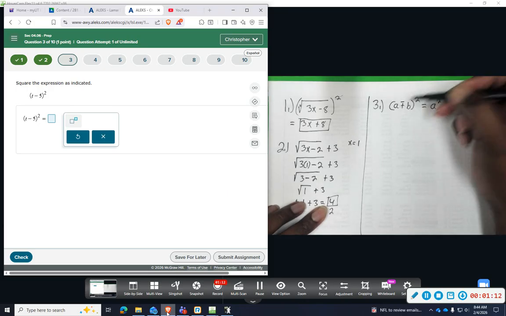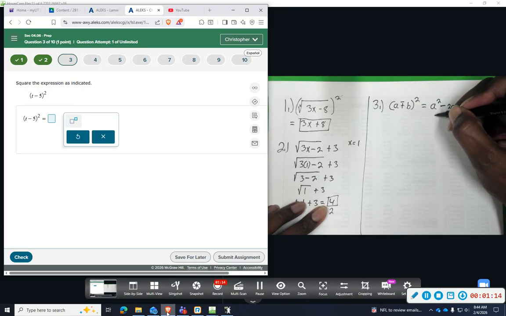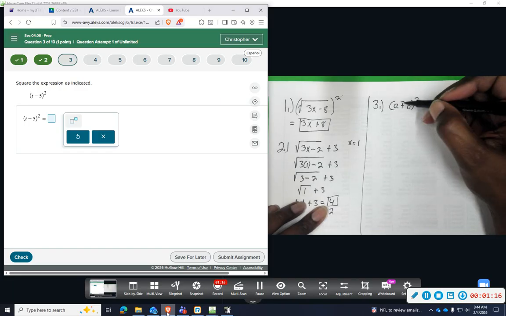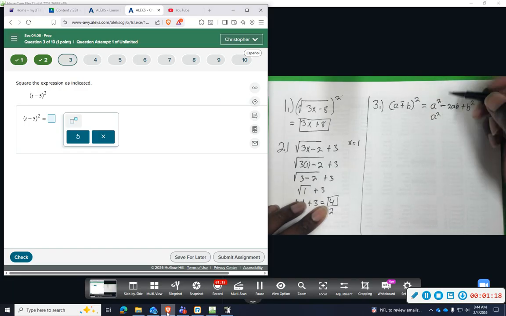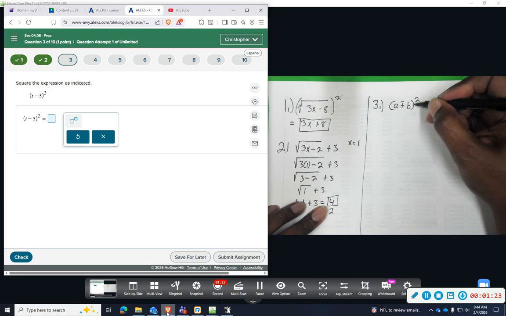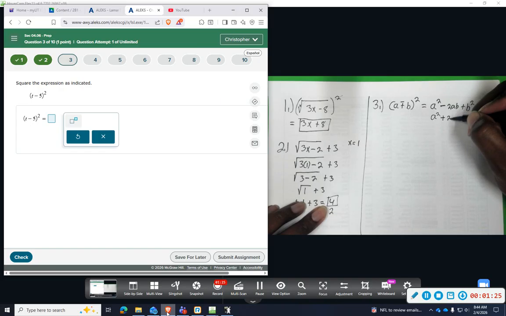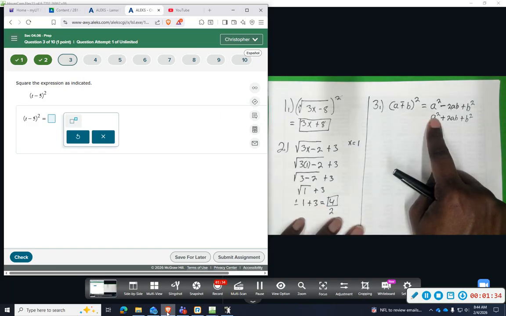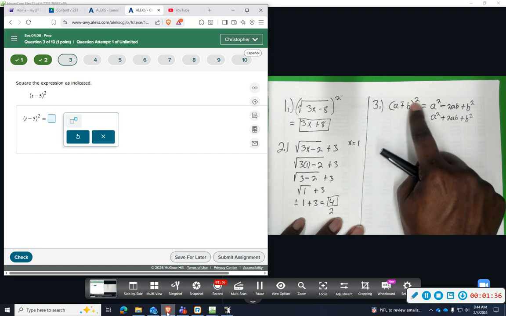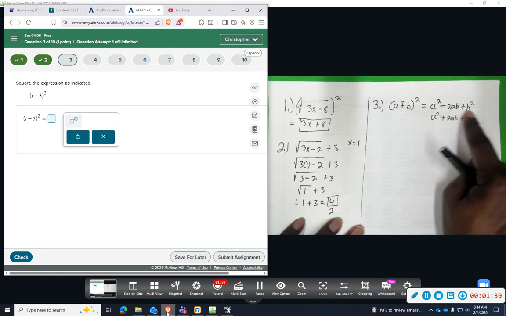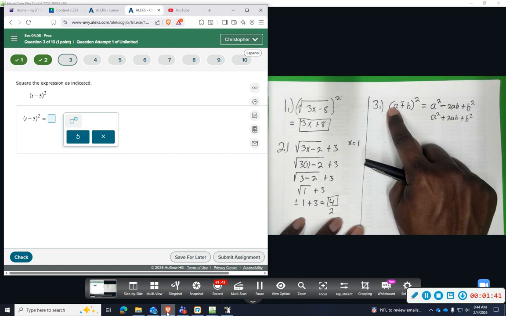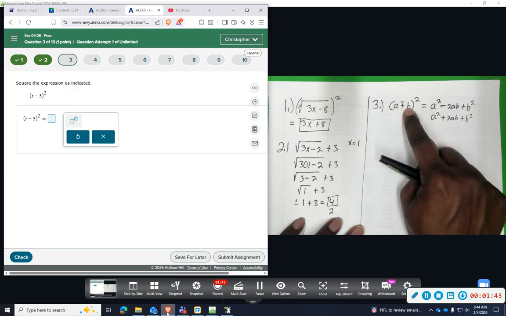If it was plus, it would be the same thing. Square the first term, multiply the 2 and double it, so just times 2. This time it's going to be a plus because A plus B, both positive. You get a positive 2AB. And then you square the last one. Okay. So anytime moving forward that I have to square a binomial, I'm going to be invoking this formula where you square, multiply the 2 and double it, and then you square it. Okay.